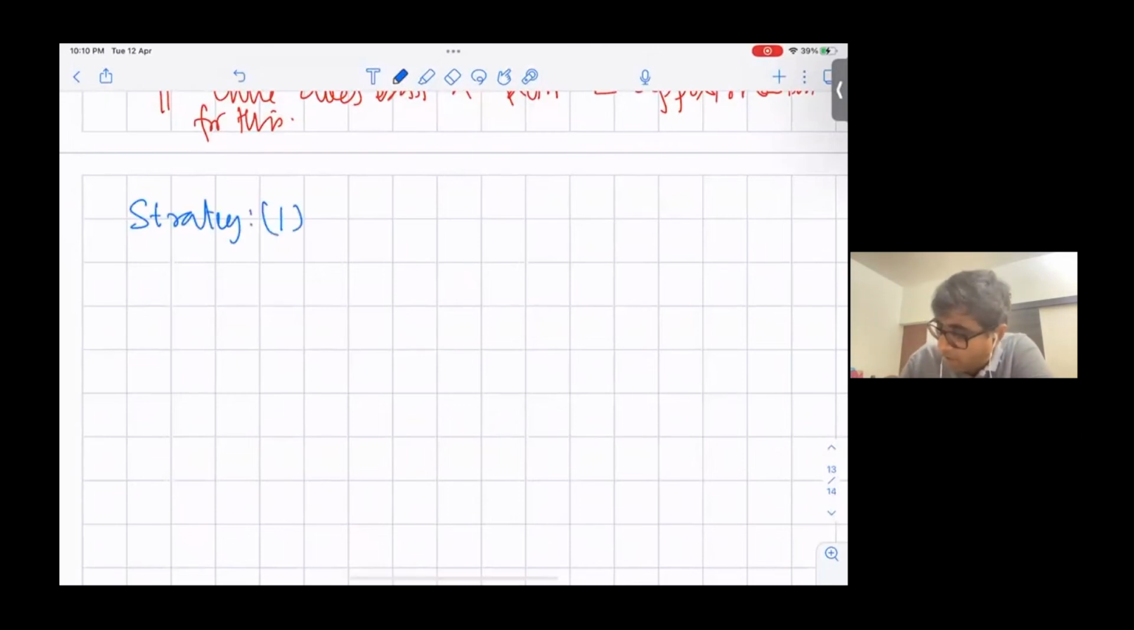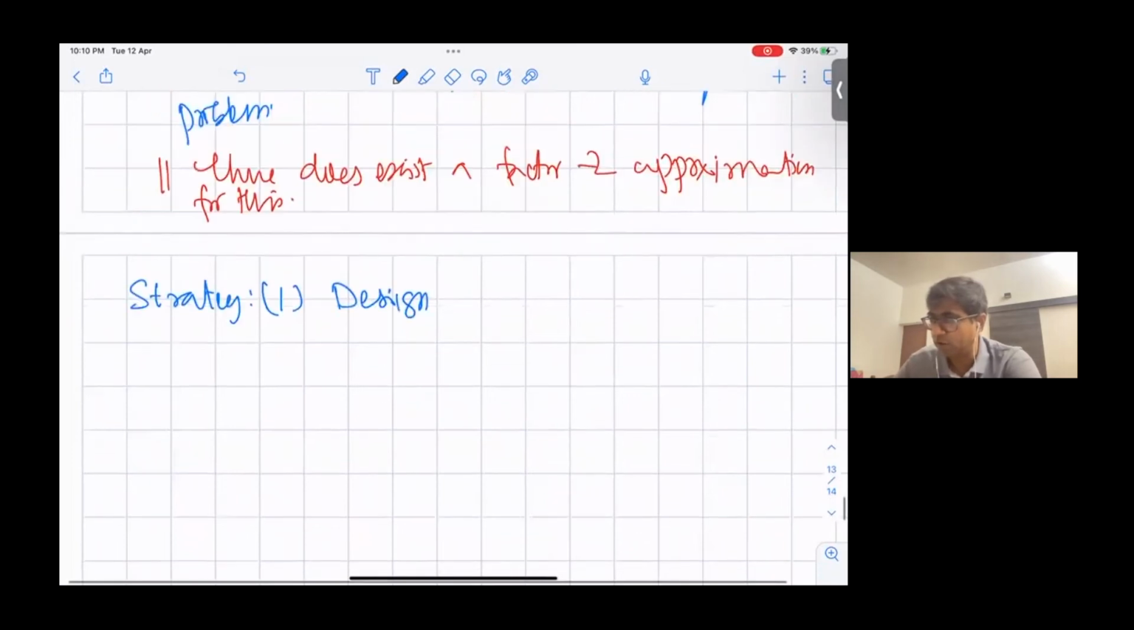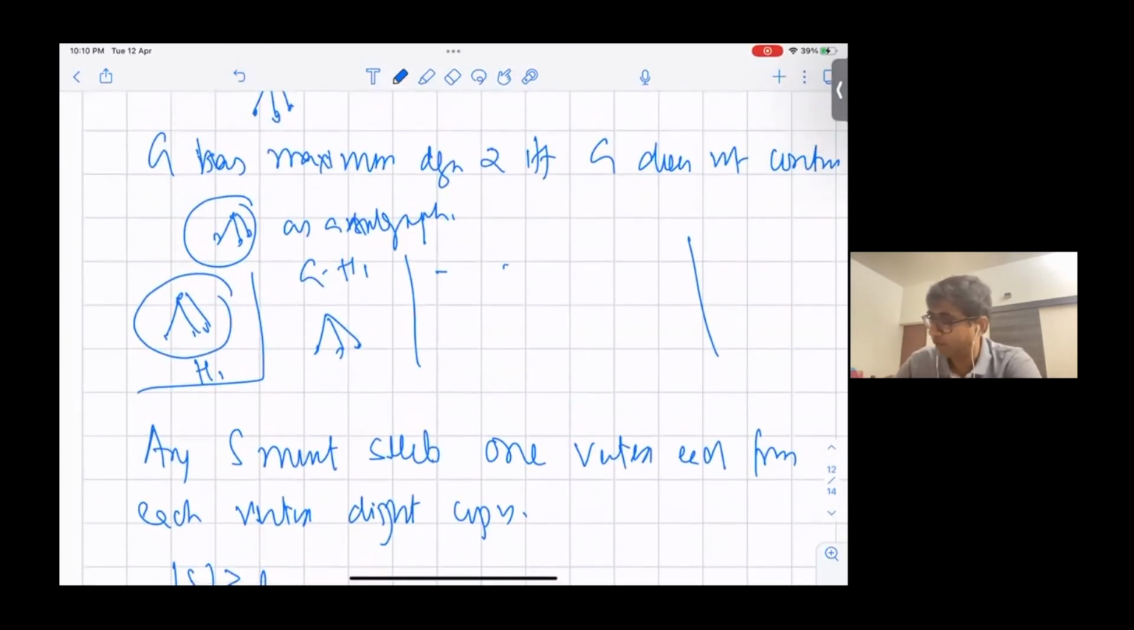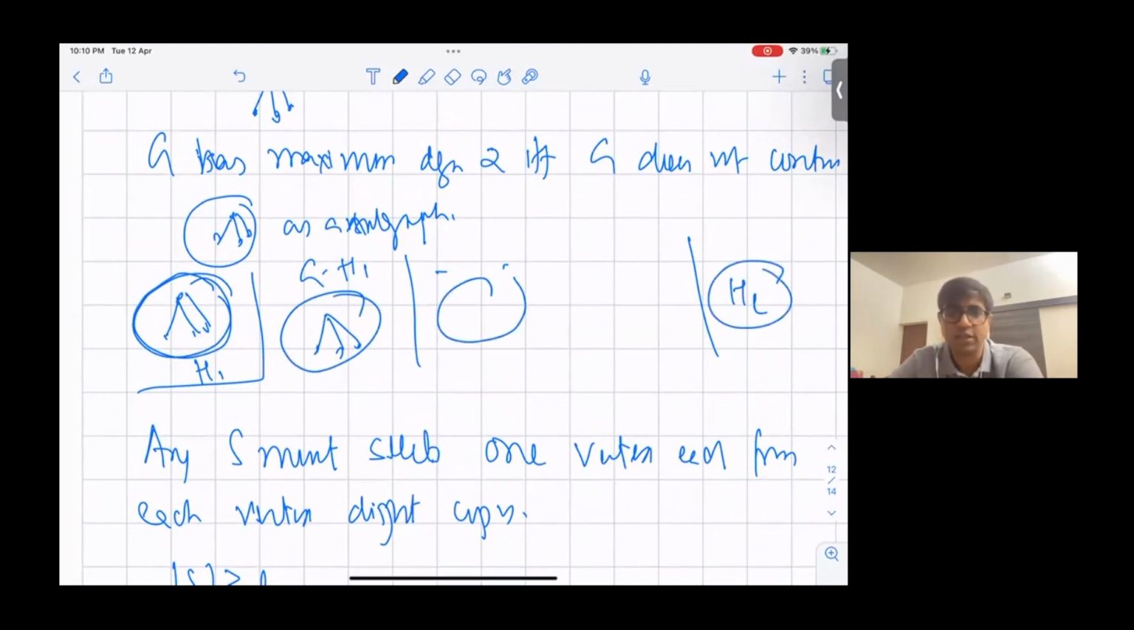What is strategy 1? Design... Madhumita, why is it 4L? Because look, my process stopped after L steps, right? H1 to HL. Now take all the vertices in here, all the vertices here, all the vertices here. If you delete them, is there any H? Yeah, got it. This is something which I also told in graph theory class a couple of days back.